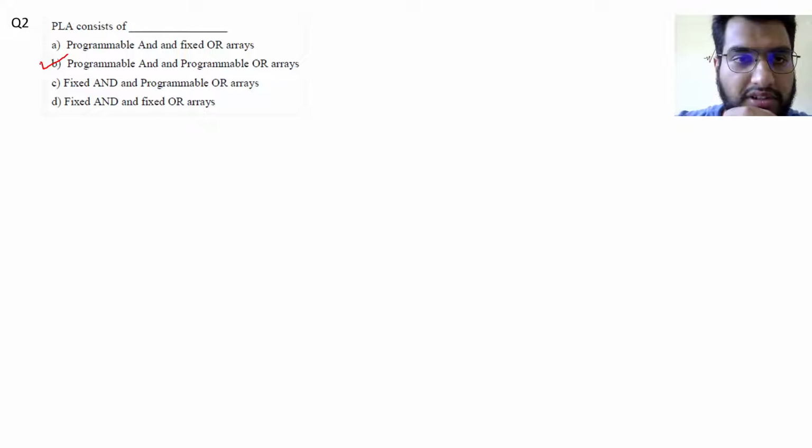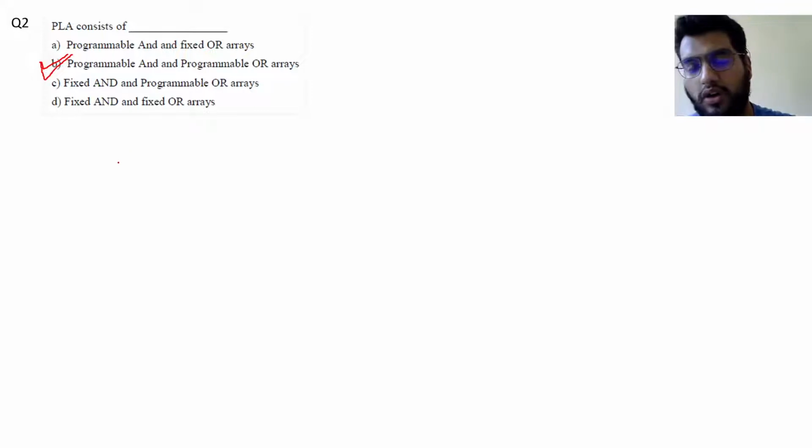So this was a theoretical question. The answer is that a programmable logic array consists of programmable AND and programmable OR arrays, where a set of programmable AND gates are linked to the set of programmable OR gates. We will see some questions later on this topic. Later in the slides, I have some questions based on this.